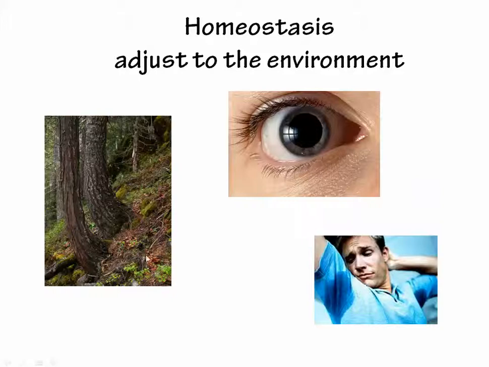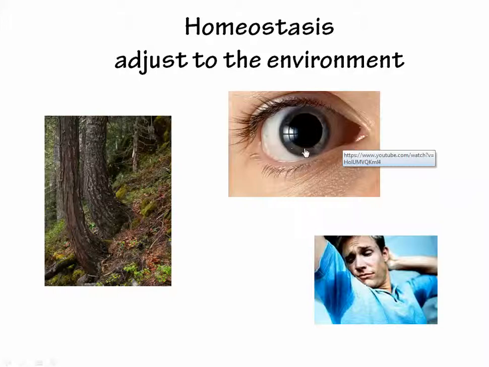Plants are able to go through homeostasis also. What you're seeing here is called phototropism, where the trunk, the stem of this tree is bending towards the sunlight. Probably what happened was the hillside slid a little bit and the tree ended up not facing the sunlight, and so he's redirected his growth towards the sunlight because he needs the sunlight for photosynthesis.